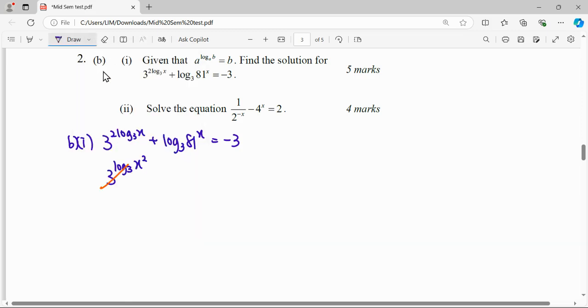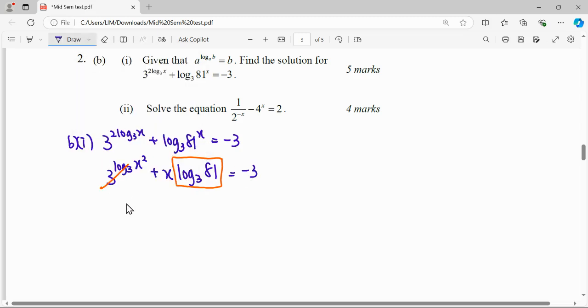Then continue. For this, the x in the power of 81 here can move to the front using the properties of the log. Then log base 3 of 81, this is our number. We can figure it out. What is your final number here? It equals negative 3.